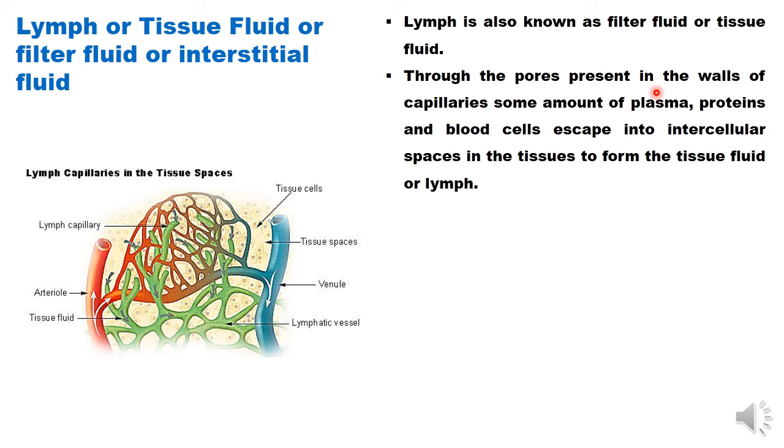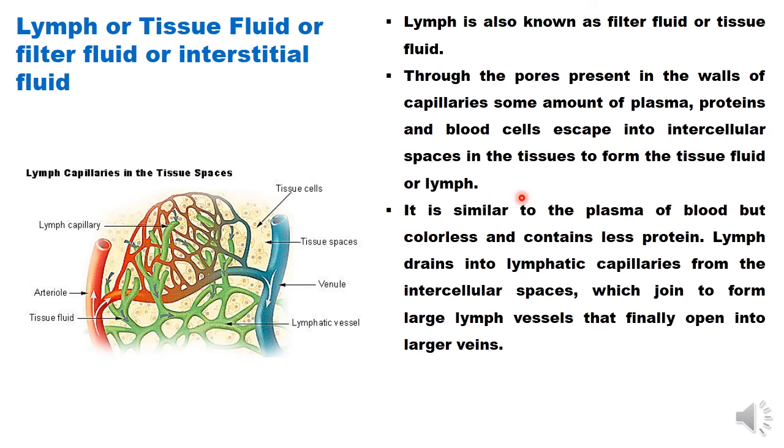Now, this point explains how it comes out. Through the pores present in the walls of capillary, actually these are not pores but the space between adjacent cells of epithelium, some amount of plasma, protein and blood cells will escape into the intercellular space, and this will create lymph.